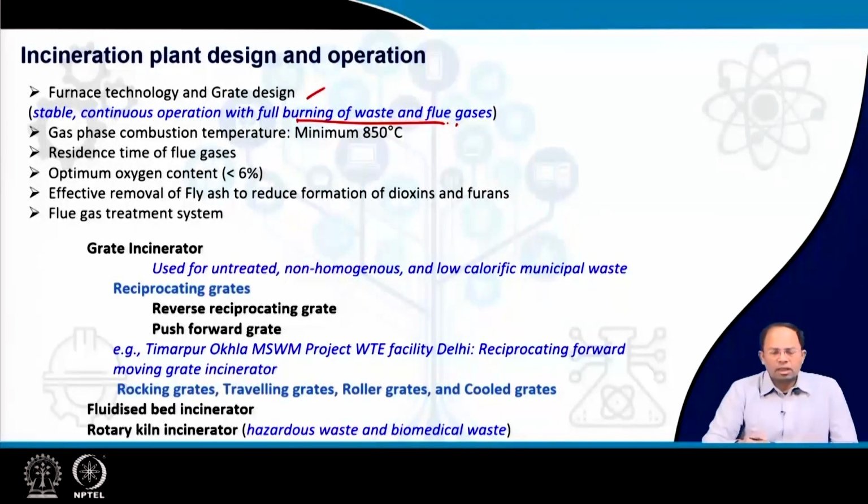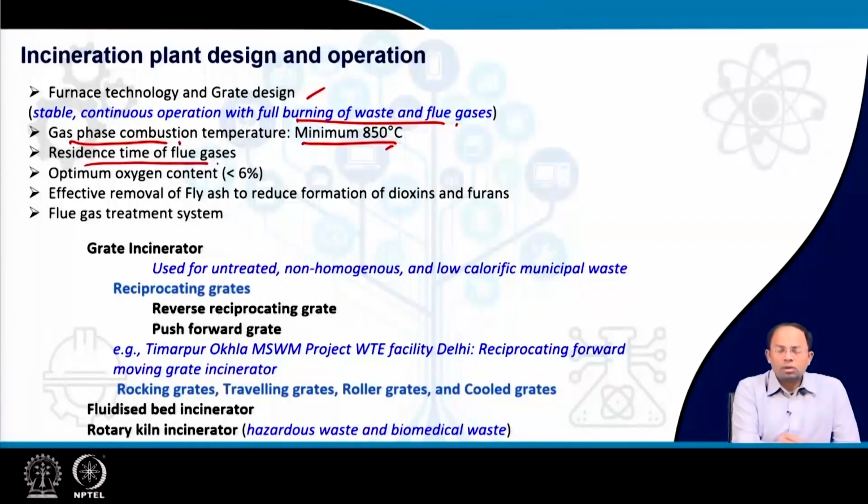The choice of my grate design or furnace technology depends on what sort of waste is coming in, and so we have to make sure that it burns uniformly. Accordingly, we will select the proper technologies for this. The temperature of burning is around 850 degrees centigrade. So this you can say is the gas phase combustion temperature.